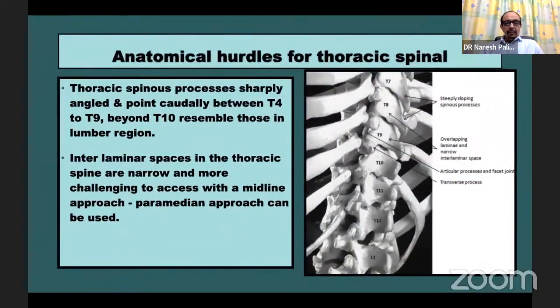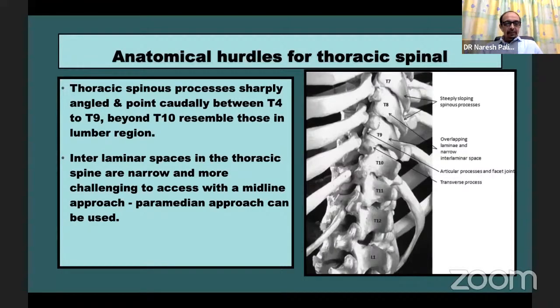There are some anatomical hurdles for thoracic spinal. Thoracic spinous processes are sharply angled and point caudally between T4 to T9. Beyond T10, they resemble those in the lumbar region. Beyond T10, the spinal is like your other lumbar spinals. It is as easy as that.